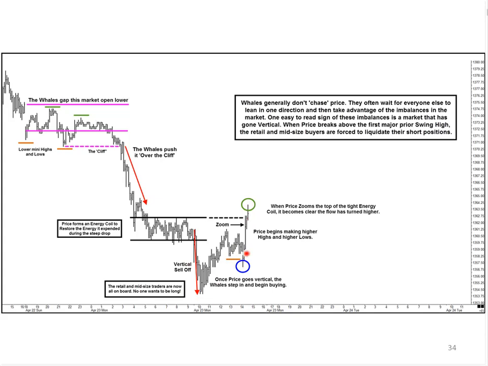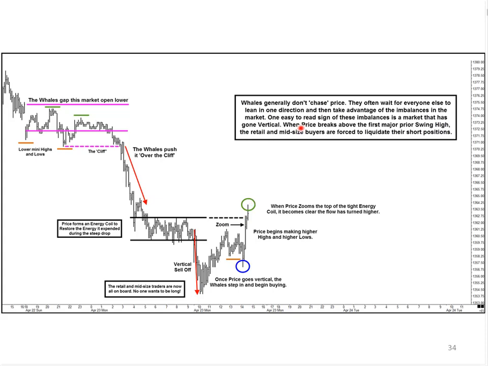Price zooms right through the top of the tight energy coil, and it becomes clear that the flow has turned higher. Everybody's buying. They've got to buy. We've got stop loss buyers up here. It's the top of the coil. It can't possibly go through these highs. Well, it does. So they've got stops there, and they've also got the breakout buyers. And they push it higher.